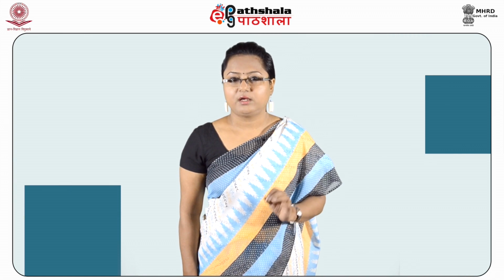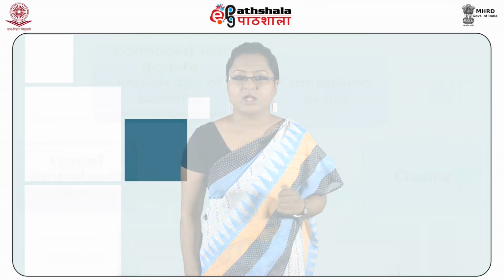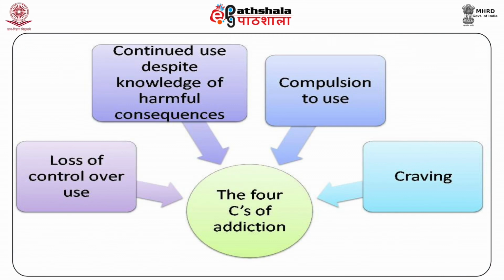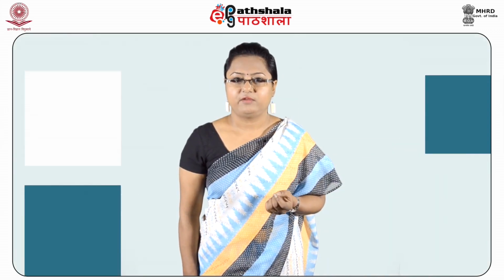Cultural and historical variants prove to be the most potent, followed by biological and personal factors. Addiction is thus a primary chronic biological disease with genetic, psychosocial, and environmental factors influencing its development and manifestations. The four C's of addiction are loss of control over use, continued use despite knowledge of harmful consequences, compulsion to use, and craving. Let us now come to addictive behavior.